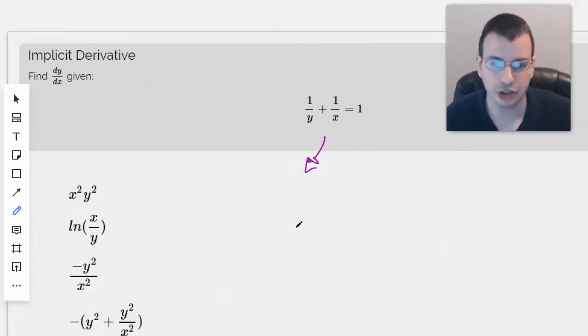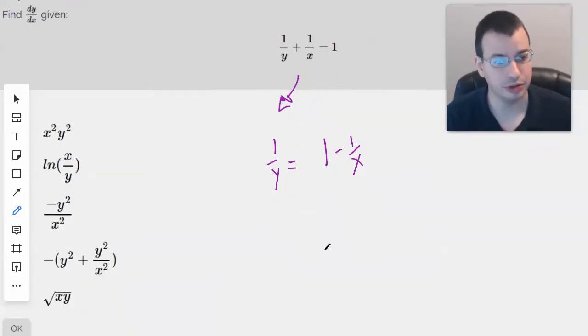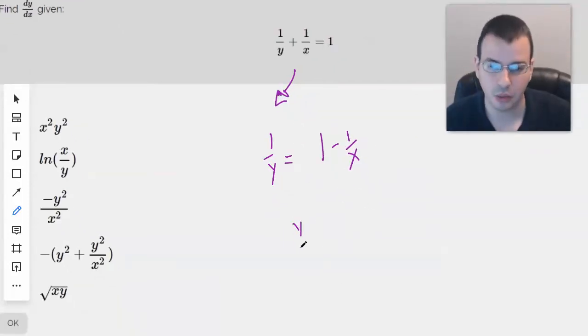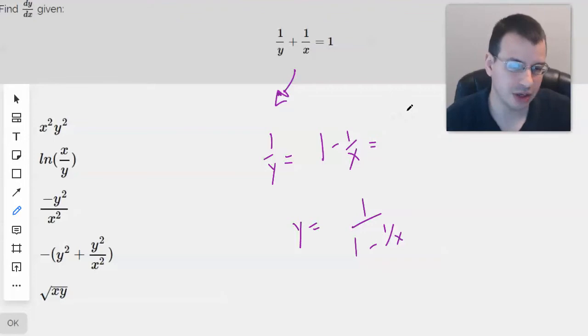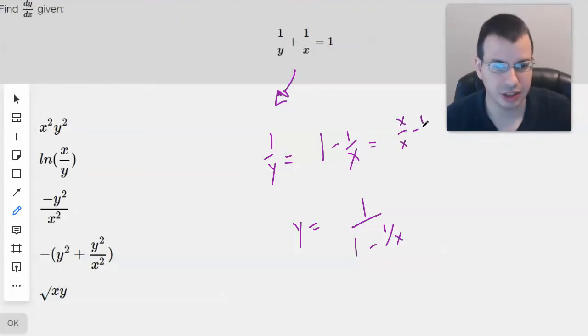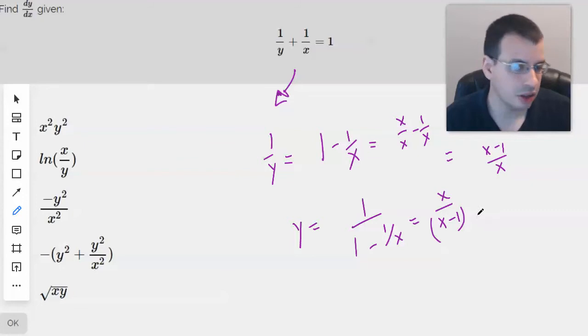So one of the things we could do is rearrange things so that we have 1 over y equals 1 minus 1 over x, and then we take the reciprocal, flip everything over, and we'd have y equals 1 over 1 minus 1 over x. Maybe we could do it a little bit easier: this would be x over x minus 1 over x. So when we get x minus 1 over x and flip it, this is x over x minus 1, which is x times x minus 1 to the negative 1.